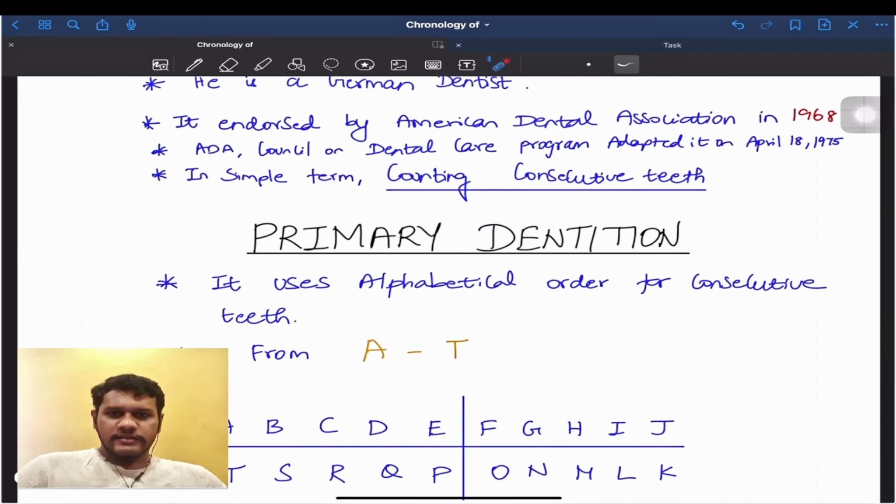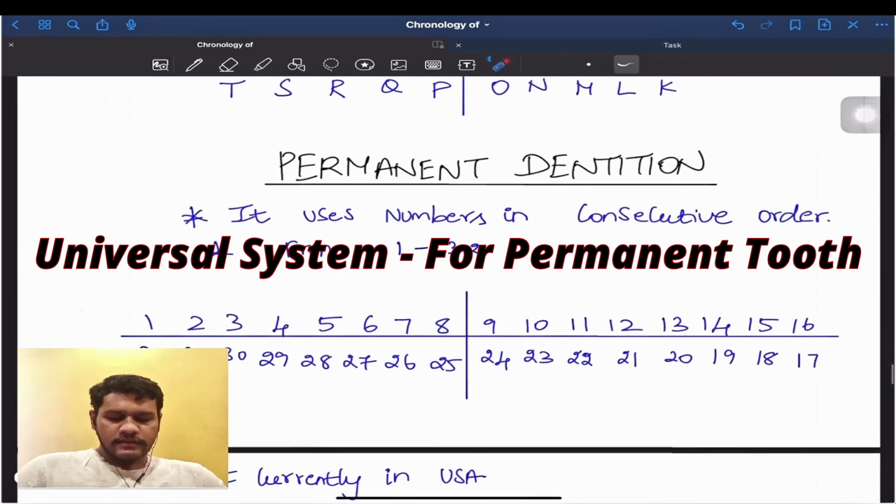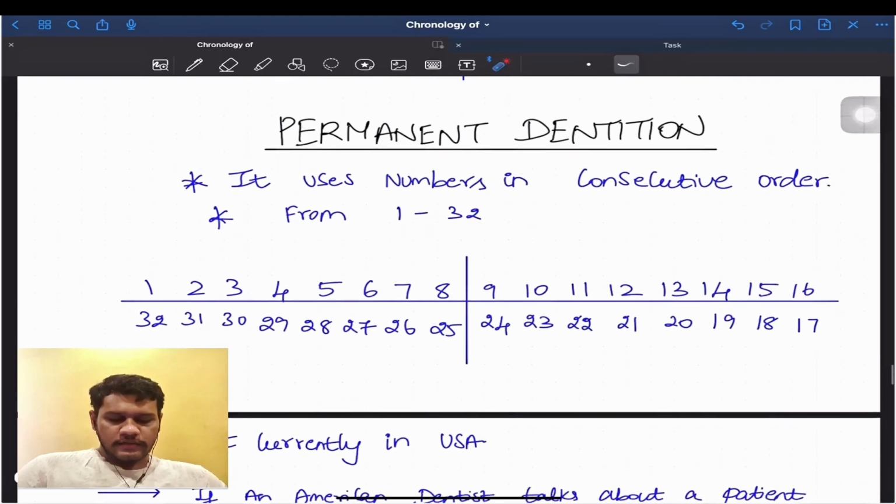In simple terms, this universal system counts consecutive teeth. For example, I start with the permanent dentition, then we can go to the primary dentition. It uses numbers in consecutive order from 1 to 32, since there are 32 teeth in a permanent dentition.